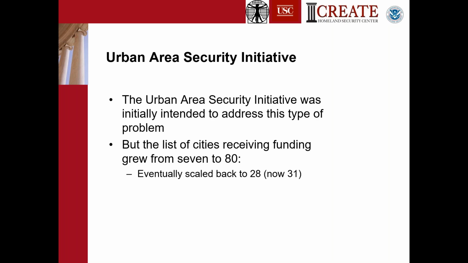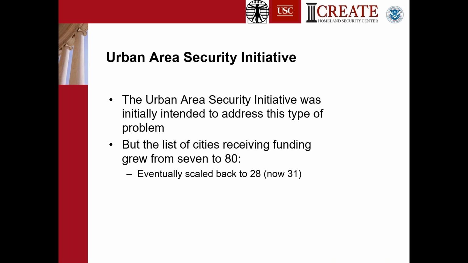One example of a program that was put in place early on, I believe in 2004, to try to address this problem is the Urban Area Security Initiative. So this was designed to give funding to major cities that clearly had a different level of terrorism threat than the rest of the country, rather than just divvying everything out state by state.